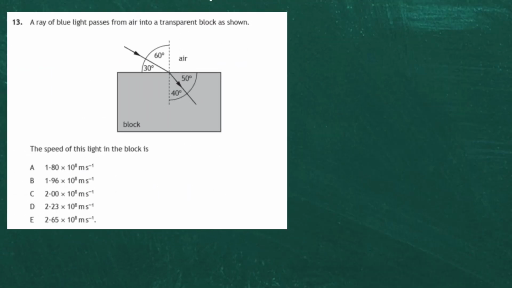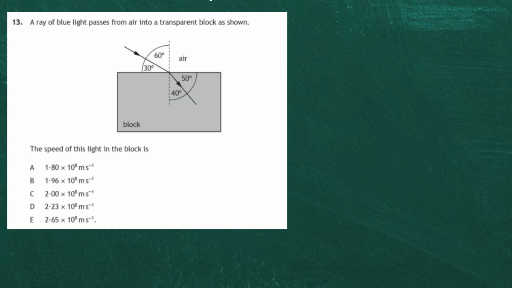Question 13 from section 1 of the 2017 Higher Physics Examination from the SQA. A ray of blue light passes from air into a transparent block as shown. We're asked to find the speed of this light in the block, and we're given our 5 responses. If we look closely at the block, you can see it's dealing with the angles, and we've got to find an equation from our data sheet which links angles and speed.